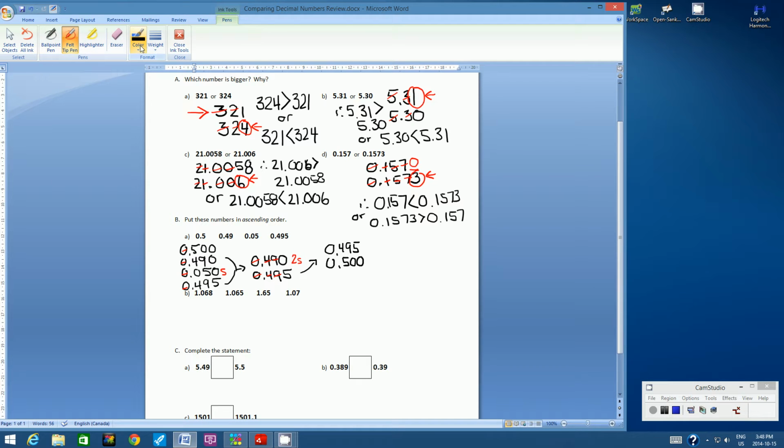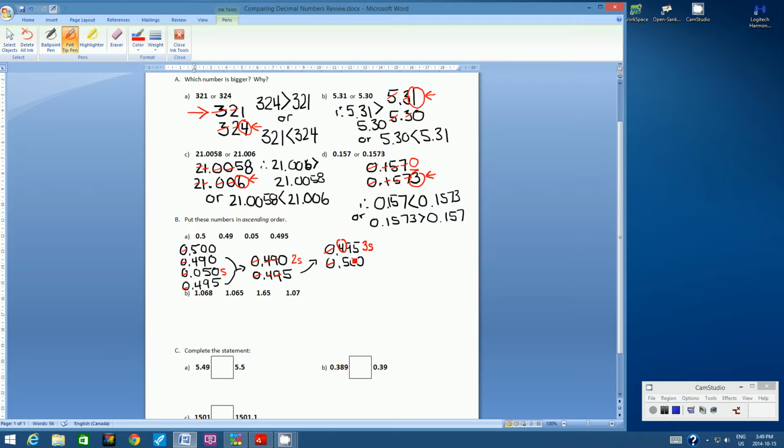This one's pretty easy to tell. We go to the ones column. We have a 0 and a 0. We go to the tens column and we see that a 4 is less than a 5. So this is going to be the third smallest.